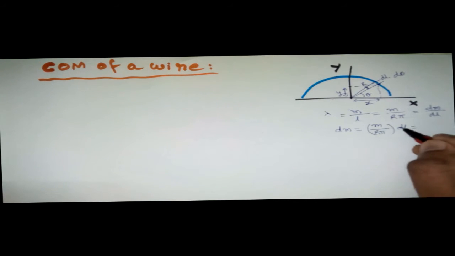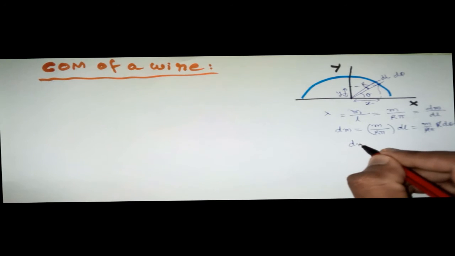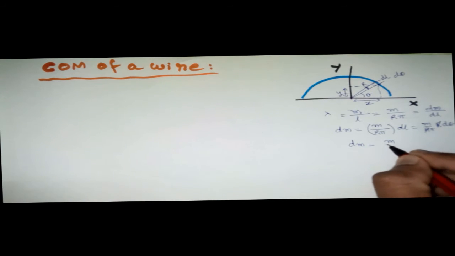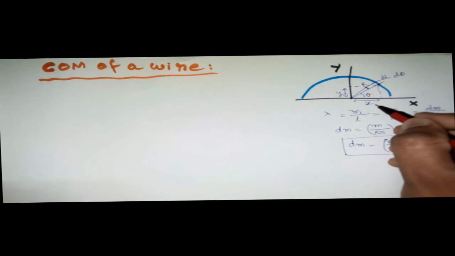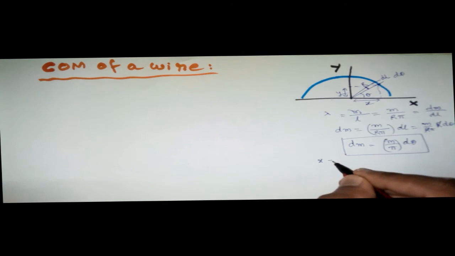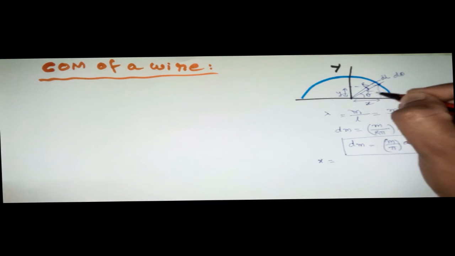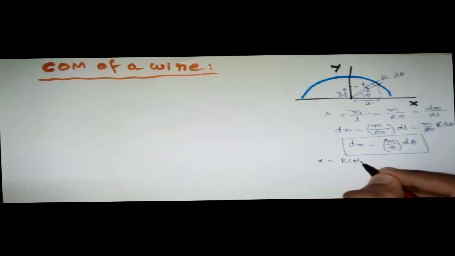Now substitute the value of dl in the equation m by r pi. dl is nothing but radius into angle at the center, so r gets cancelled. You can write dm is equal to m by pi into d theta. Now we have the mass of that particular element. Further, for the x coordinate and y coordinate, let r be the radius, then x is equal to r cos theta, and y is equal to r sin theta.